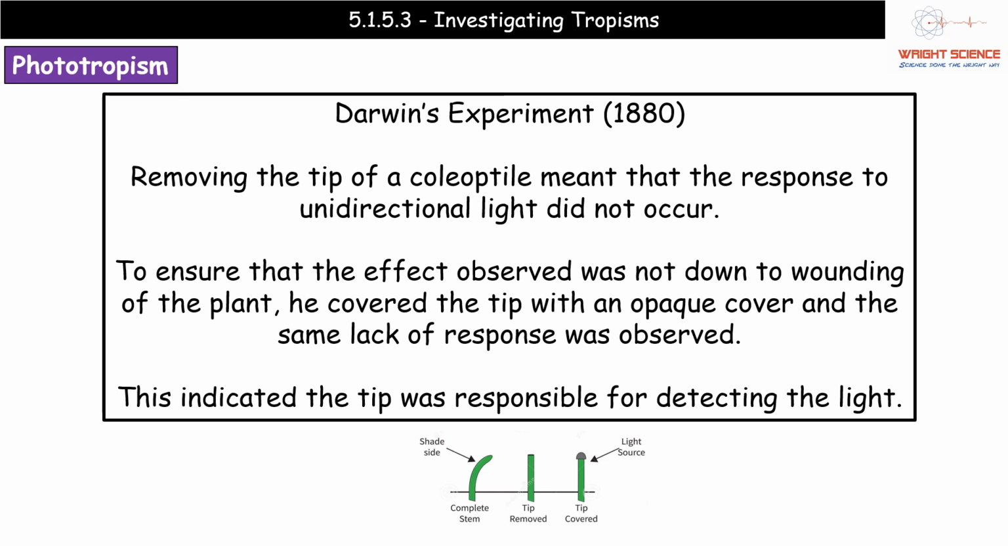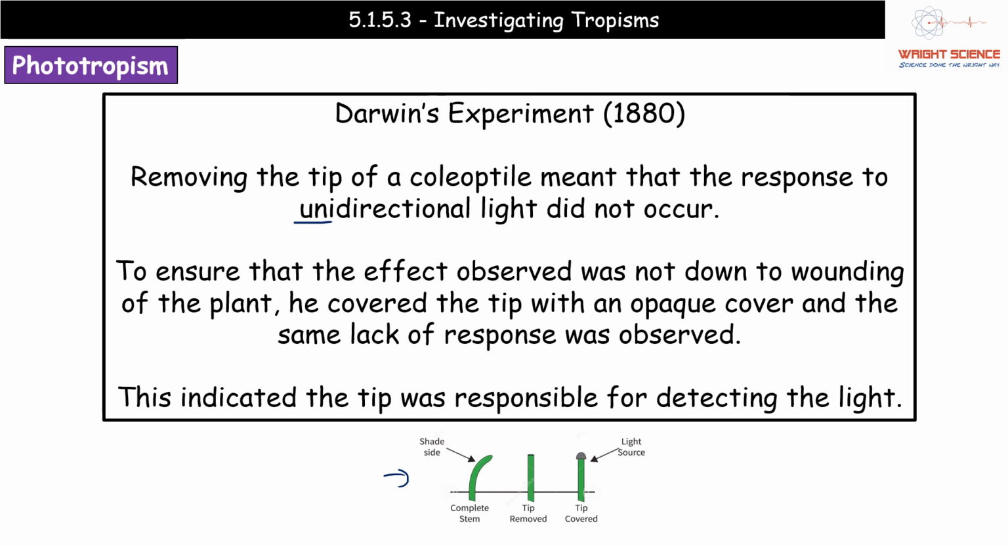So in 1880 we had Darwin's experiment, and quite simply what this experiment consisted of was taking our little coleoptile and then removing the tip of it. So what we can see at the bottom is our little summary of what happened. If we had the full coleoptile and we shone light from one side, so unidirectional light, uni obviously meaning one, directional direction, then what we found is that the full coleoptile would then bend towards the light. In the instance where we'd removed the little tip of the plant, then it didn't bend, it just grew vertically.